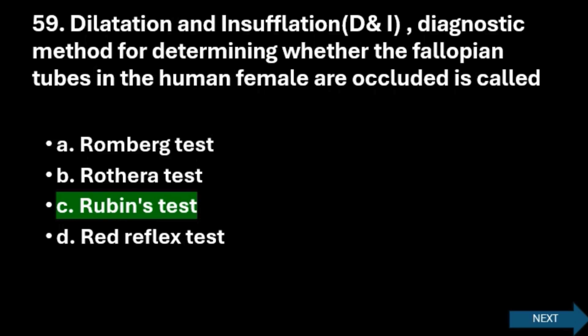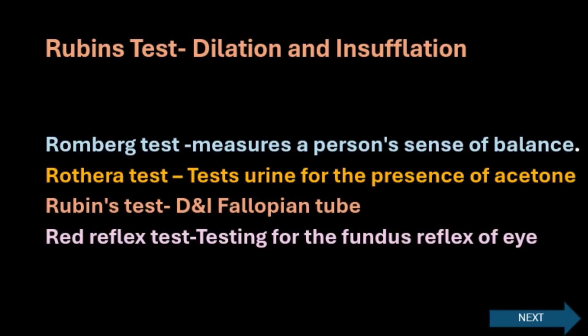Rubin's test is the dilatation and insufflation test, which is for the fallopian tube patency. The other tests: Romberg test is measuring a person's sense of balance. Rothera test is testing the urine for presence of acetone. Rubin's is D&I, dilatation and insufflation of fallopian tube, and red reflex test is testing for the fundus reflex of the eye. So, Romberg for balance, Rothera for acetone in urine, Rubin's dilatation and insufflation, red reflex for the fundus reflex of eye.